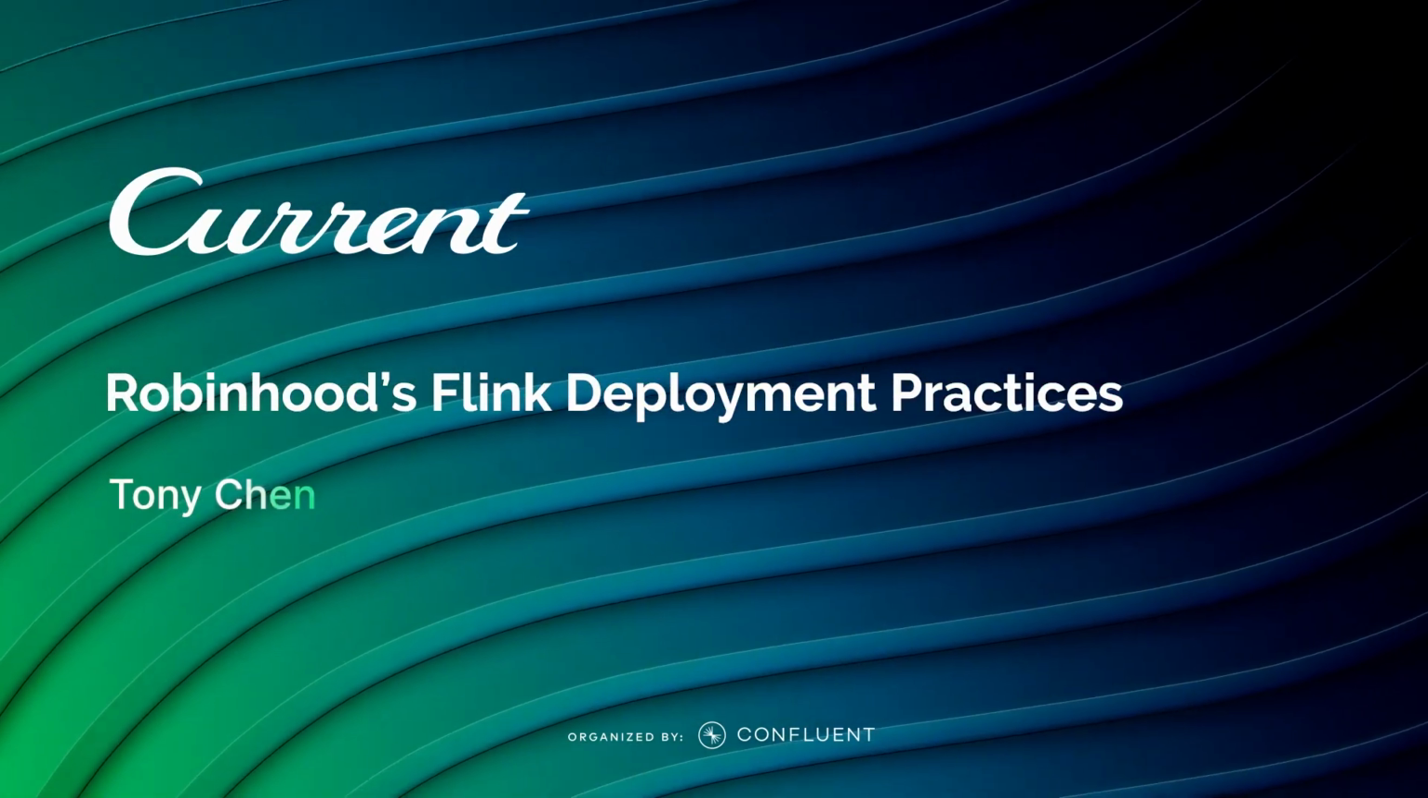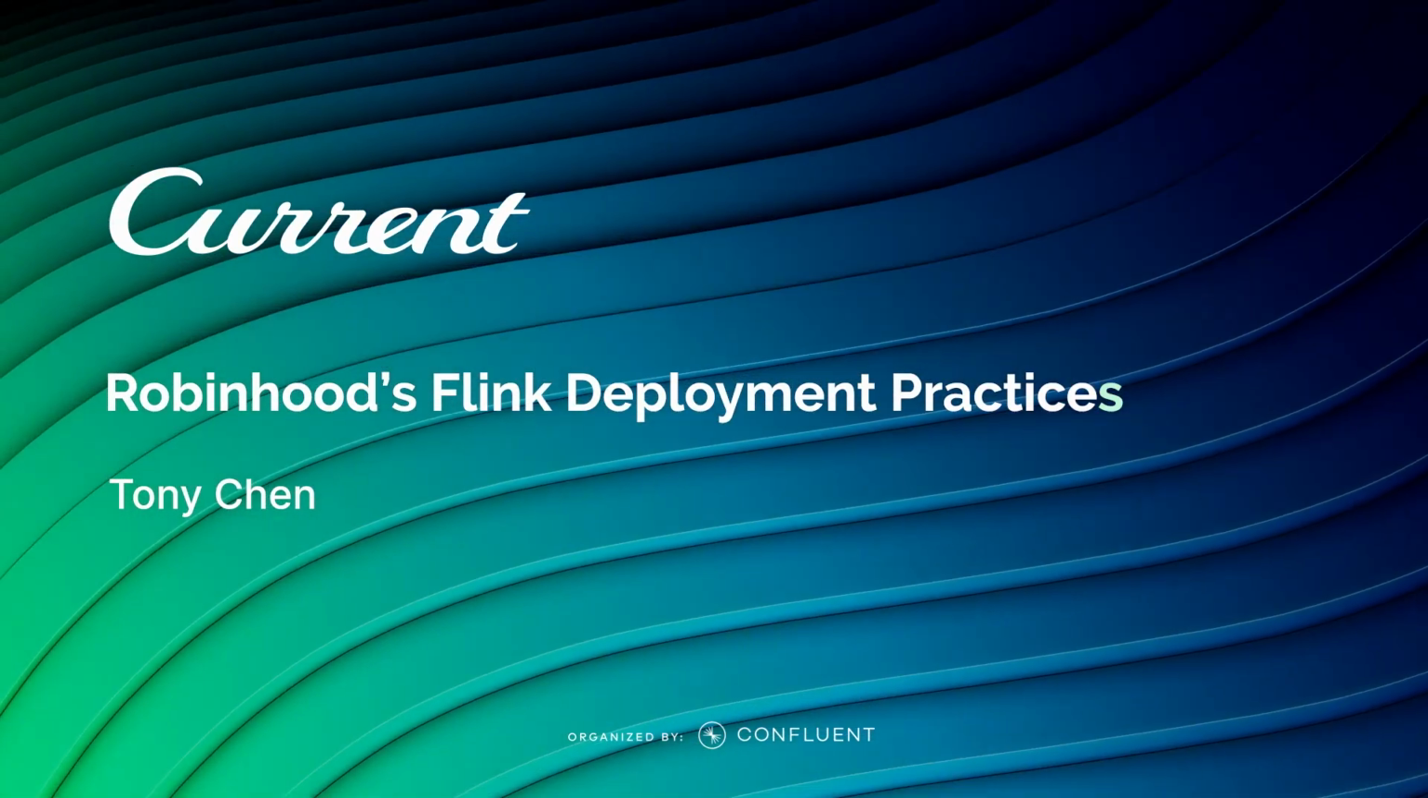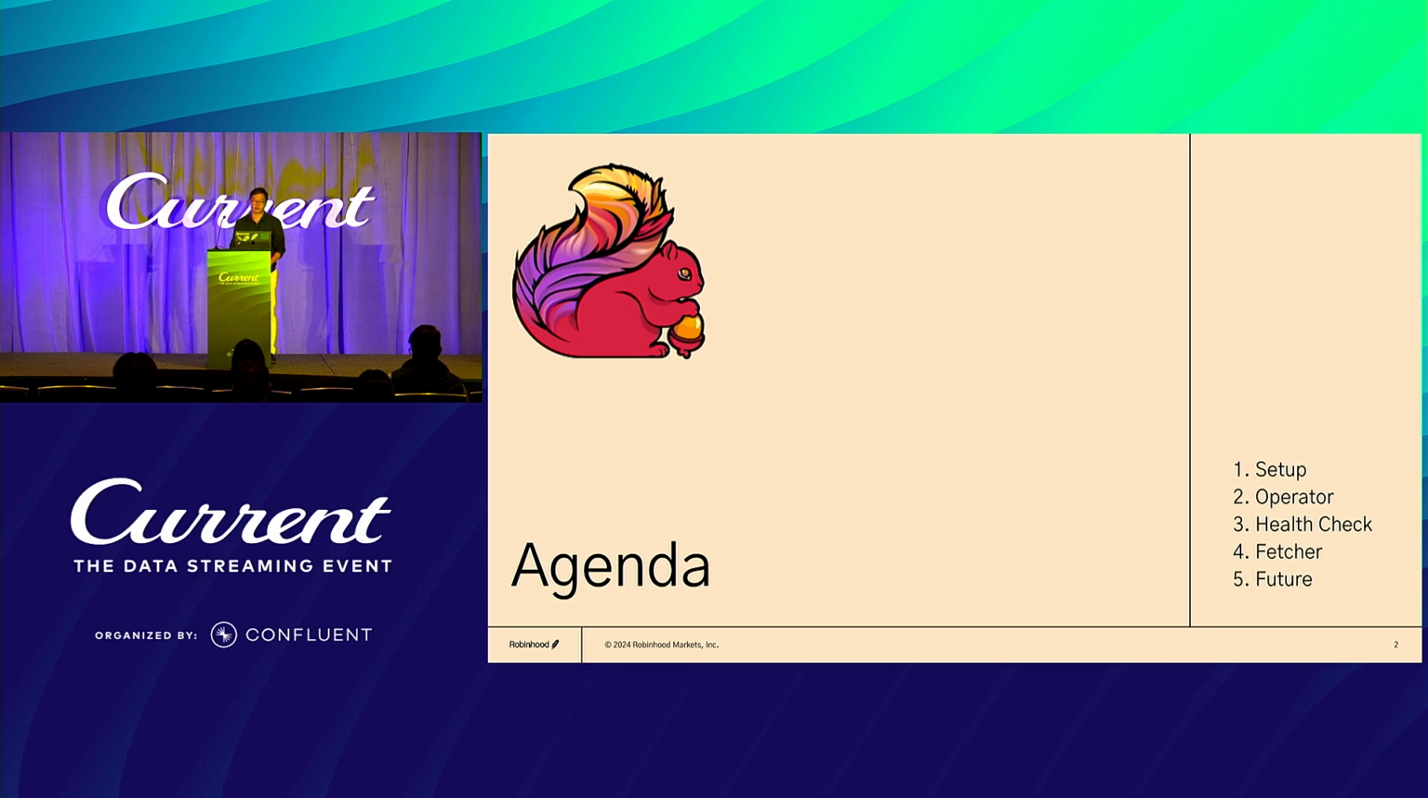So for today's agenda, I will first go through the Flink setup at Robinhood. Next, I will go through the Apache flink-kubernetes-operator that we use to manage our Flink applications. Third, I will go through a health check mechanism that we implemented in our in-house deployment system to monitor the status of our Flink applications and to handle rollbacks. Fourth, I will talk about the checkpoint fetcher software that we developed to reduce manual operational toil on deployments. In the end, I will conclude with future work we have on a roadmap for Flink.